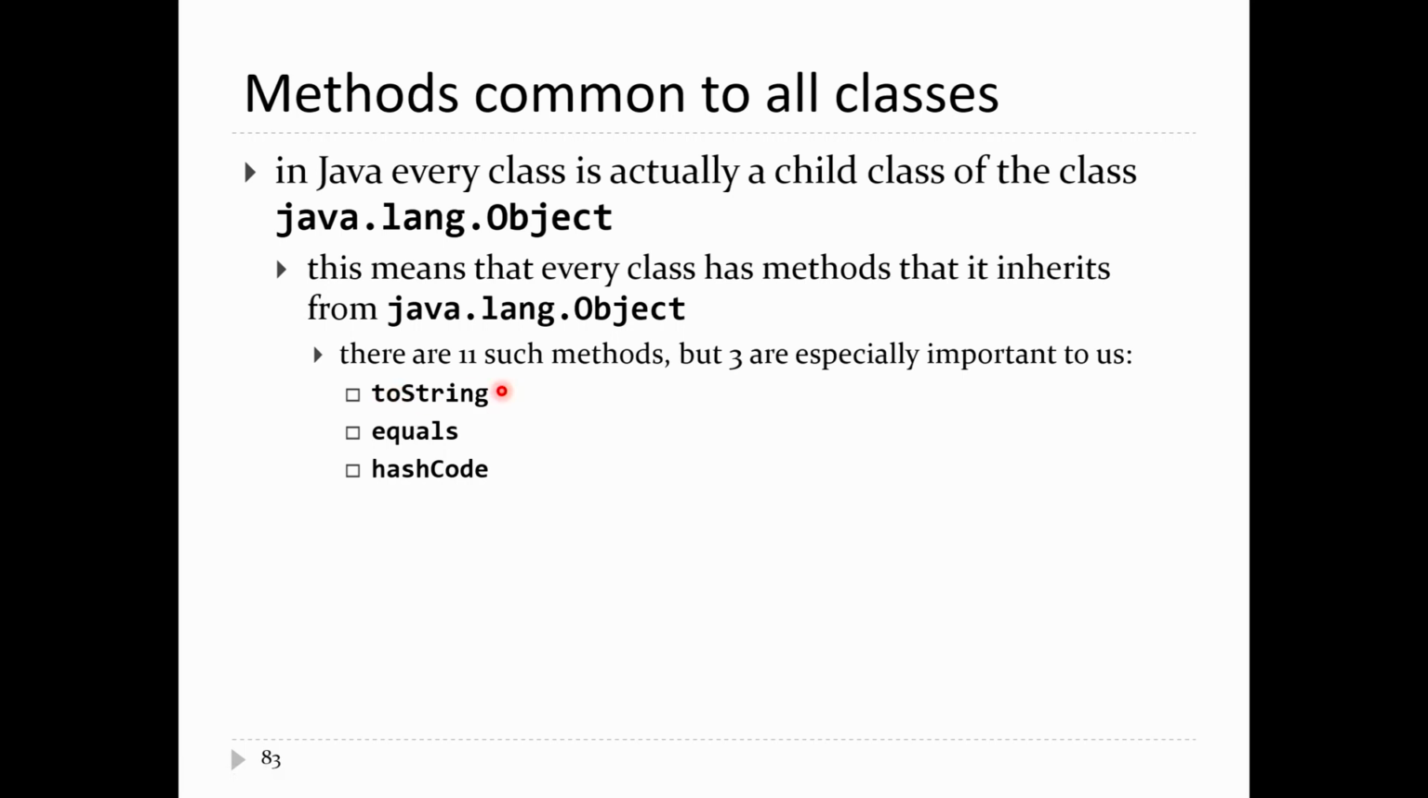toString is the method that makes println work. So you can pass any object to System.out.print or System.out.println, and it will print the object. The reason you can do that is because every object has a toString method that takes the object and produces a string representation of the object. hashCode we'll look at in a separate lecture.